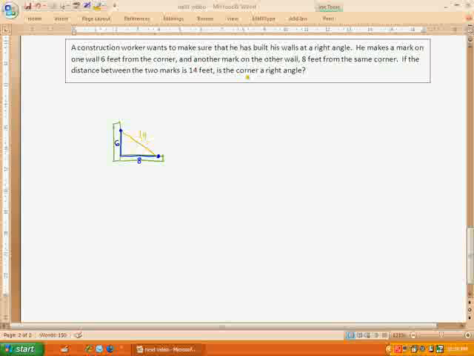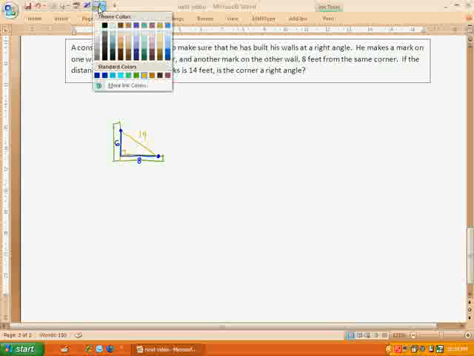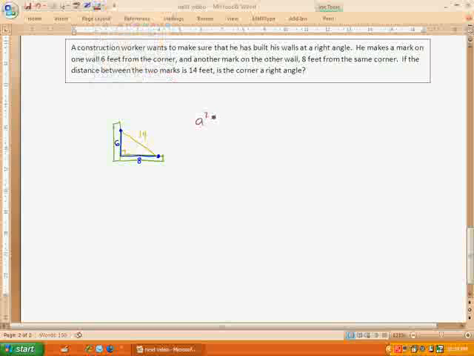Now the question is, is this a right angle? Well, in order to figure that out, we're going to use the Pythagorean Theorem. Because the Pythagorean Theorem says that for a right triangle, if that's a right angle, then a squared plus b squared has to equal c squared. And so we're going to kind of do the opposite here. We're going to say, well, if a squared plus b squared equals c squared, then that means that it's a right triangle. And that is a right angle. He's built the corner right.